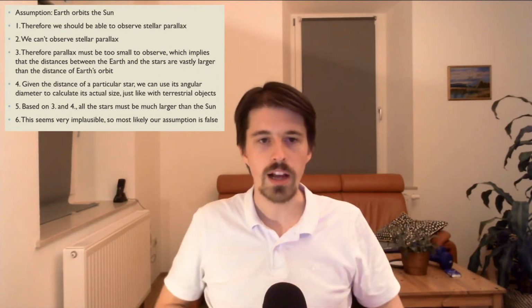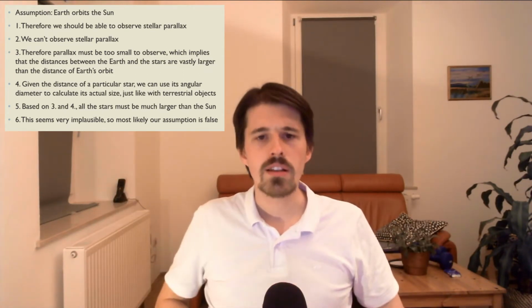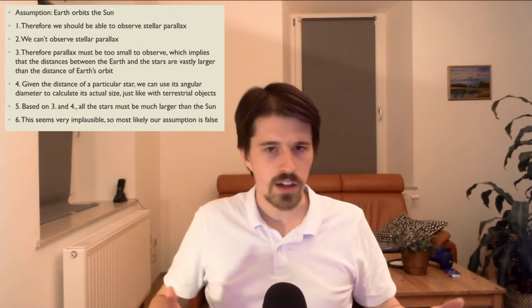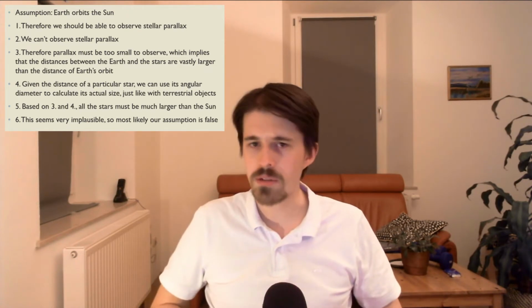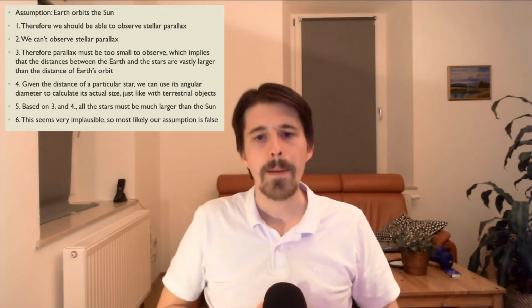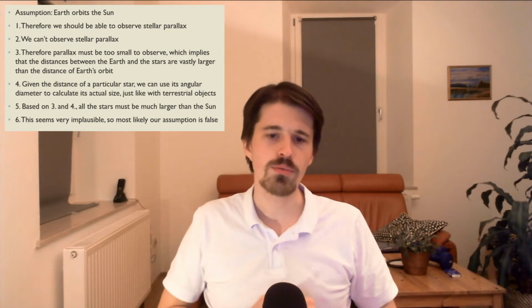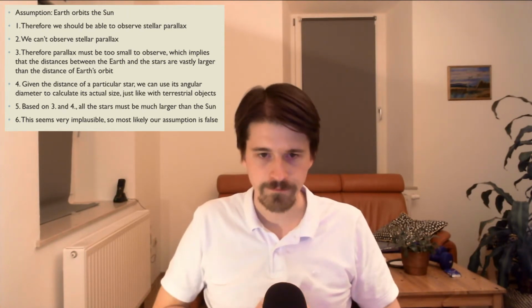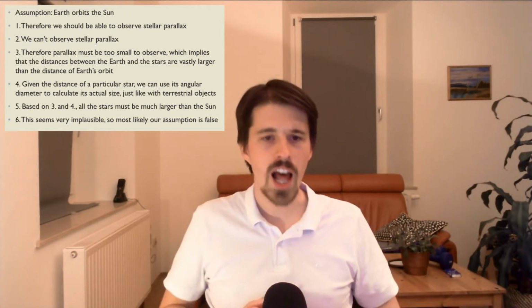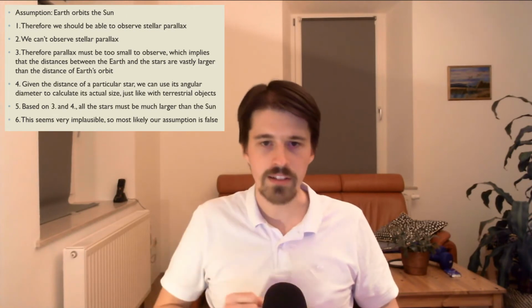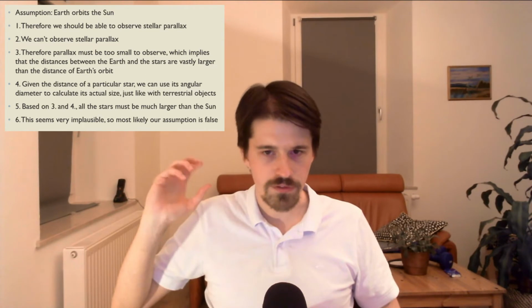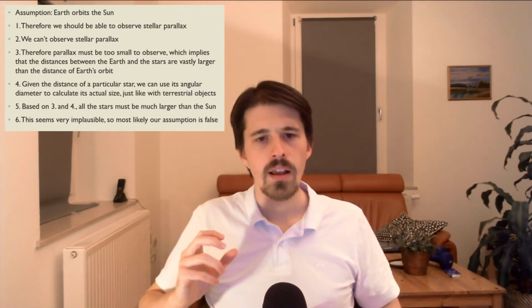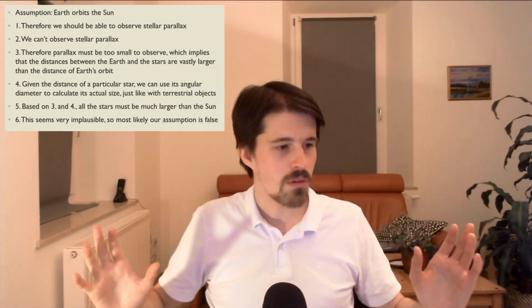The actual problem lies with number 4. The method described here works perfectly fine using angular diameter to calculate the size of terrestrial objects, no problem, but it doesn't work with stellar objects. The stars actually appear larger to us than their real angular diameter because of the Earth's atmosphere and because of diffraction, but that's something that was only discovered much later.